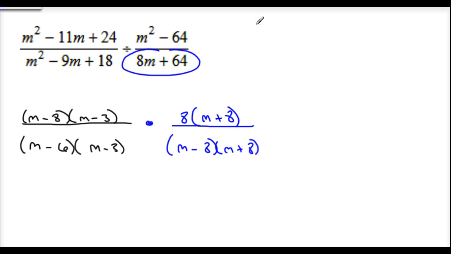Difference of perfect squares. Alright, so now let's go back, let's go left to right and see what we can simplify. I have an m minus 8. Do I have an m minus 8 in the denominator? Yep, that goes away. Keep going. M minus 3, do I have one? Yes. Again, I'm going to write my lines in different ways so that way I can know what I simplified. I have an 8 by itself. Do I have another 8? No. I have an m plus 8. Do I have another m plus 8? Yes. Those go away. So what am I left with? My numerator, I'm just left with 8. And my denominator, I'm left with m minus 6.